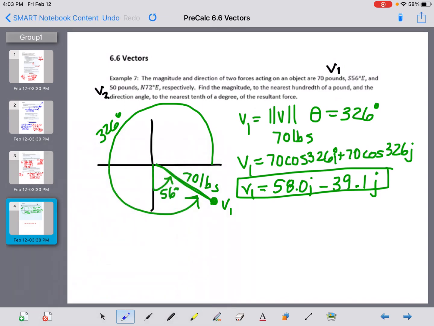So let's go to vector 2. Vector 2 is going 50 pounds, and it's north, 72 degrees to the east. Actually pretty far down, right? So you're like here, vector 2, and this one's only pulling at 50 pounds.